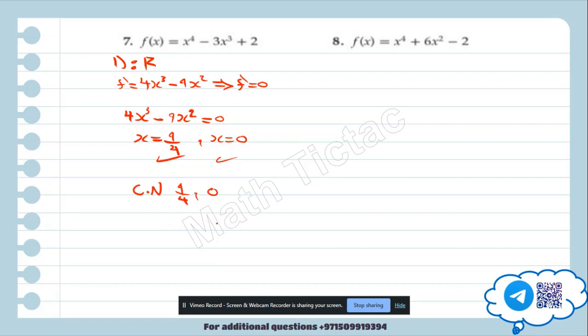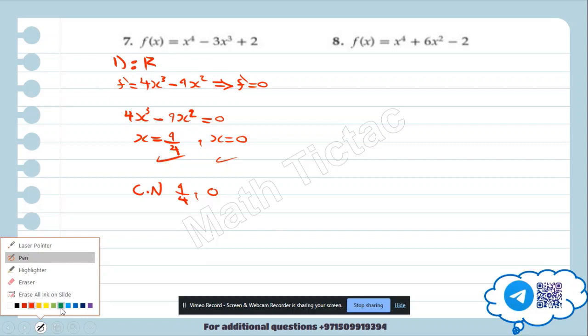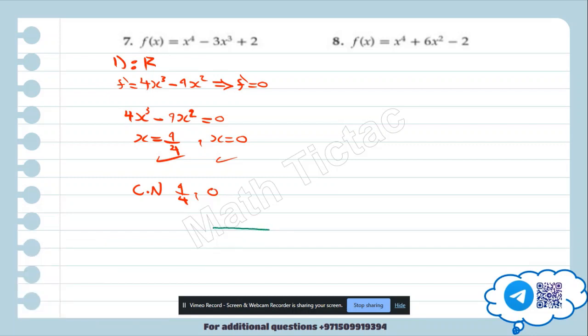Okay, what about the local points? How to find them? We will use the first derivative test to find the local minimum points and the local maximum points. So directly I'll start by drawing the number line, and in here I'll put the values that I found, which are the critical numbers. So write them in the correct order. In here 0, and in here 9 over 4.